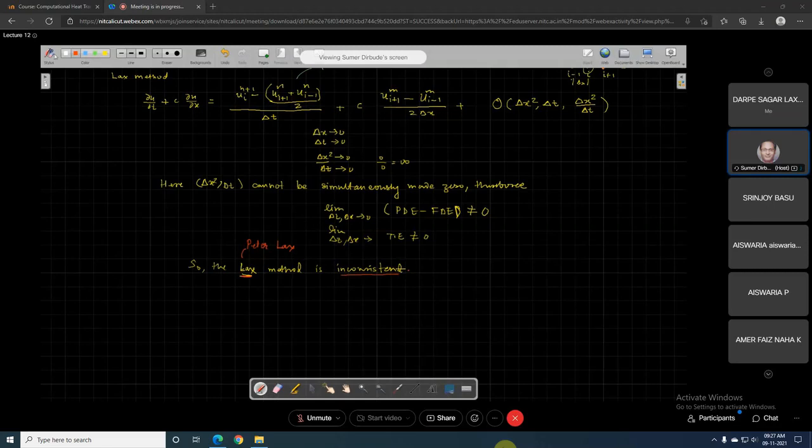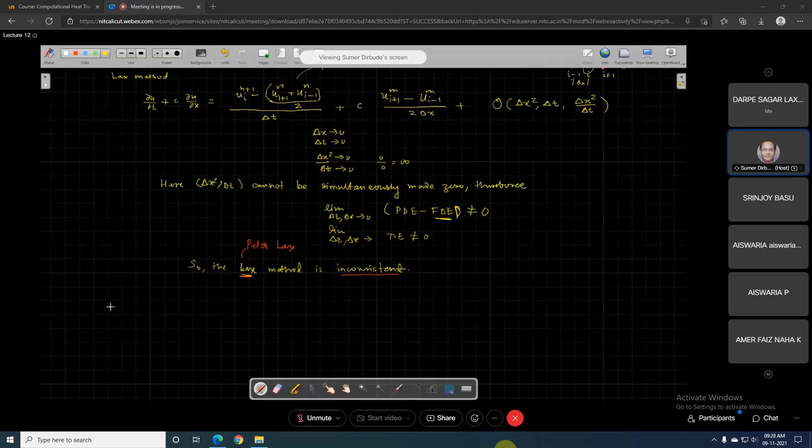Now, this is about inconsistency. Inconsistency talks about whether I am going to represent my finite difference expression equal to the PDE or not. If it is not, then it is inconsistent. So by changing any delta t or delta x, you cannot get accuracy, you cannot reduce the truncation errors, then you are inconsistent.